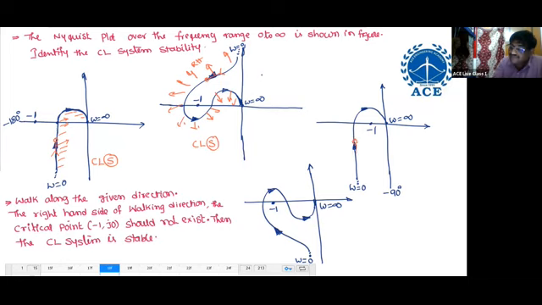Here, walk it. This is the right. -1 is there, closed loop system unstable. Here, walk it, this is the right side. -1 is there, closed loop system unstable. That's all. So like this, just walk along the given direction. Right-hand side -1 not there means it is stable. -1 is there means it is unstable. That's all.